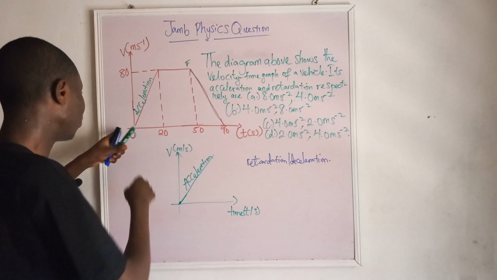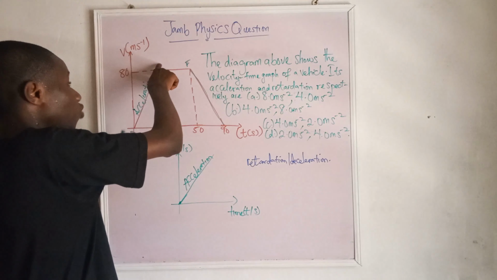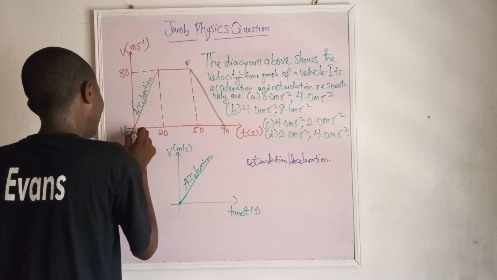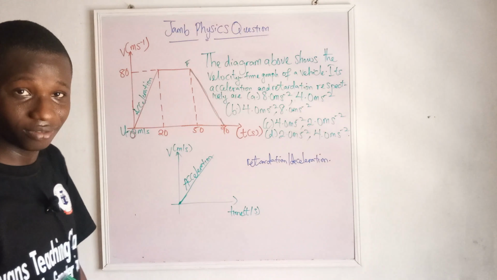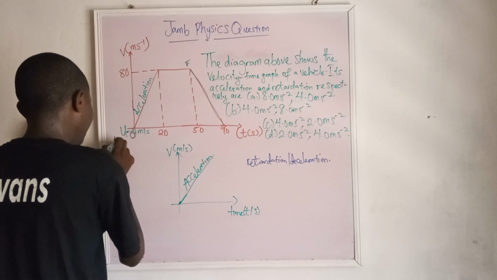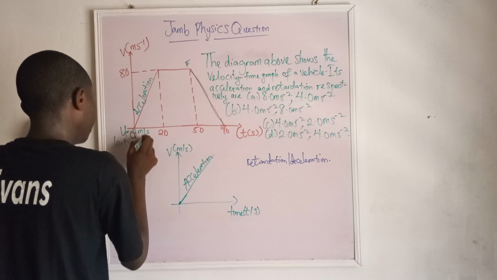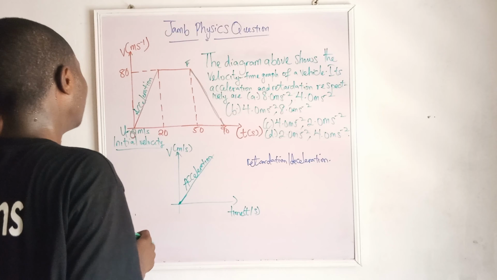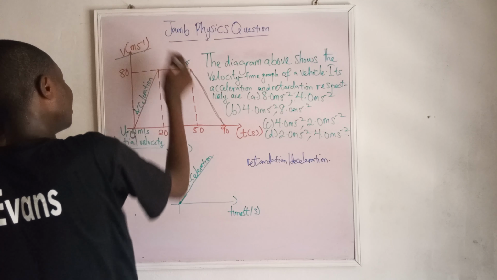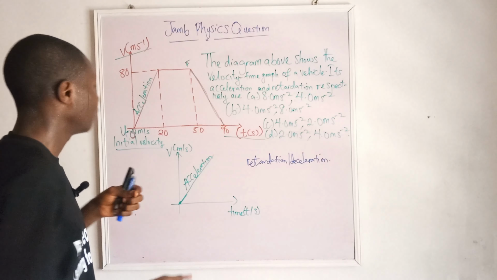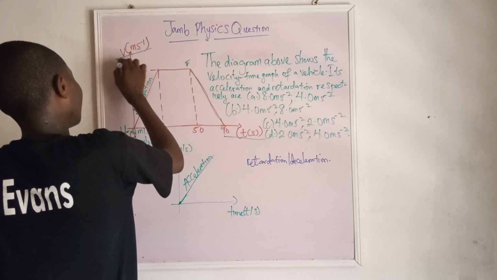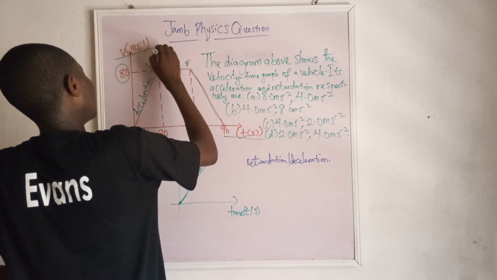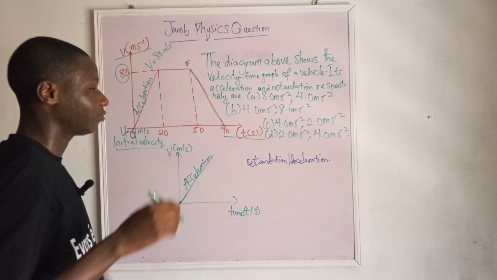If you look at this object, it starts from zero, it moves to 80. So it means your initial velocity here is 0 meters per second, right? That's your initial velocity. I hope you can see it very well. Now, this is the velocity side, this is the time side. When it gets to this place, it becomes 80, right? So it means your final velocity is 80 meters per second. Do you get?